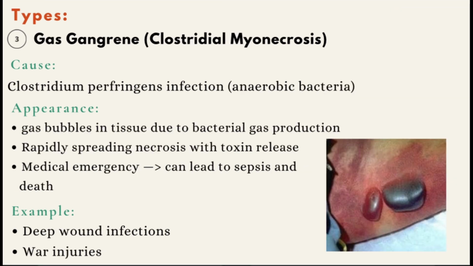Third one is gas gangrene, also called clostridial myonecrosis. It is caused due to Clostridium perfringens infection, which is basically an anaerobic bacteria. It appears in the form of gas bubbles in the tissue due to bacterial gas production, rapidly spreading necrosis with toxin release. It's a case of medical emergency because it could lead to sepsis and death. It is seen in deep wound infections, which are contaminated with Clostridium perfringens, and war injuries.